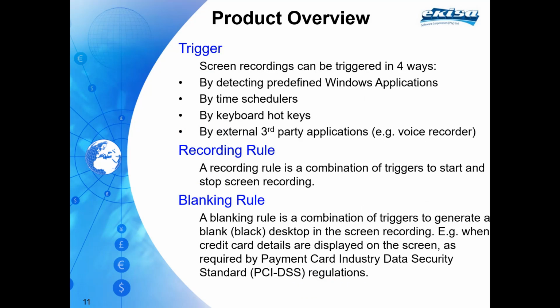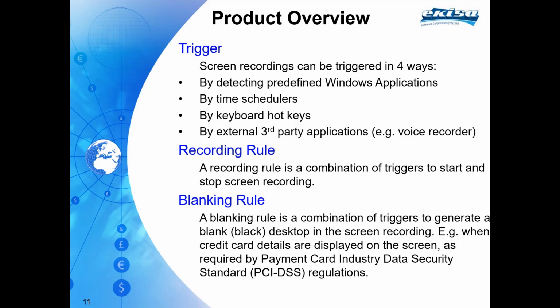Triggers. Screen recording can be triggered in several ways. By detecting predefined Windows applications, for example Excel or Outlook. By time schedules, for example between 8 a.m. and noon. By keyboard hotkeys. As well as by an external third-party application which has been integrated via the software development kit, typically a voice recorder. Triggers are used for recording rules and blanking rules.